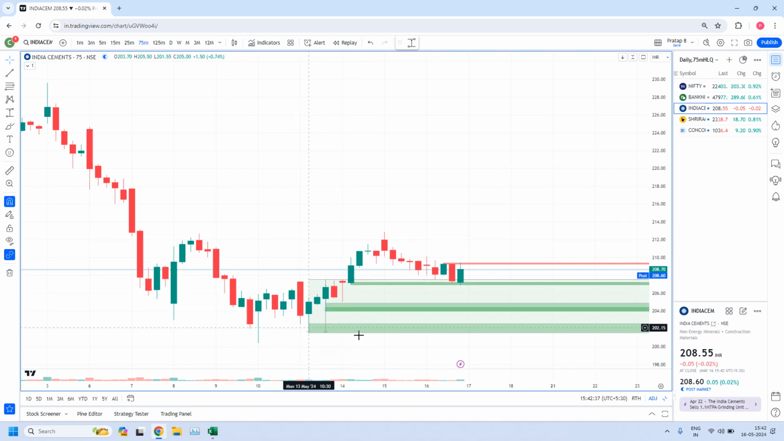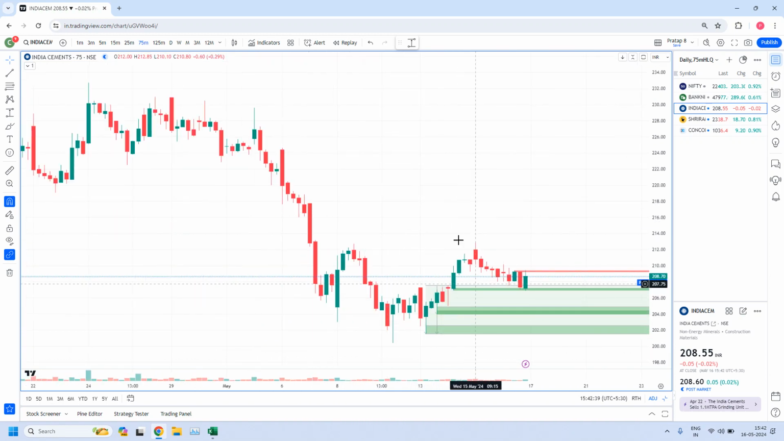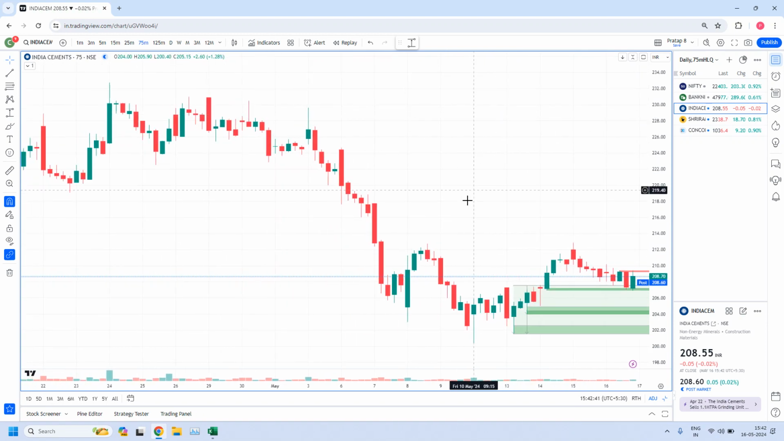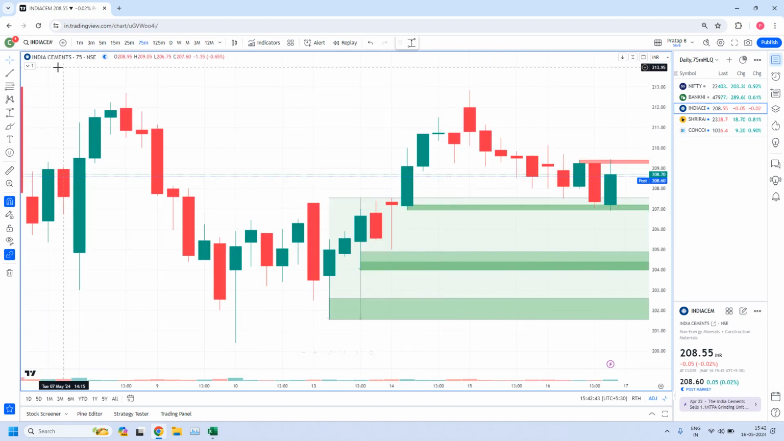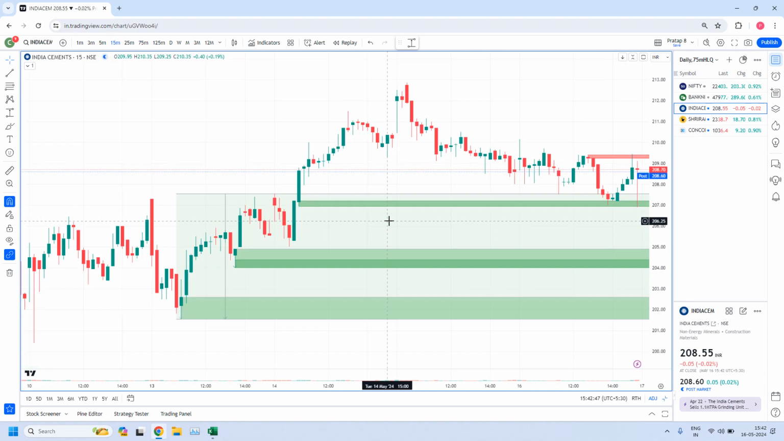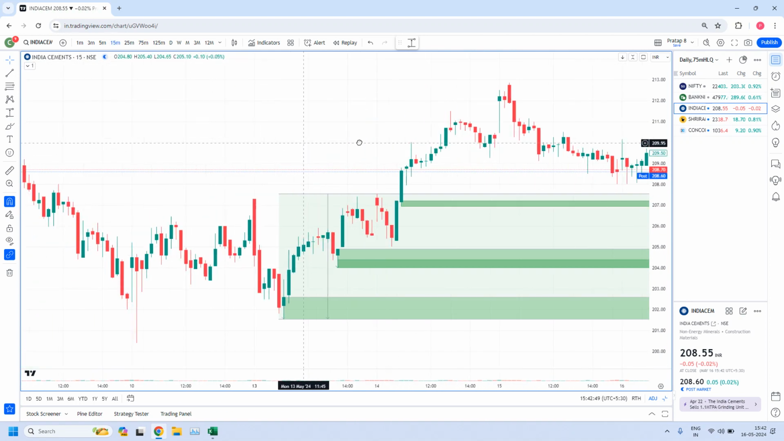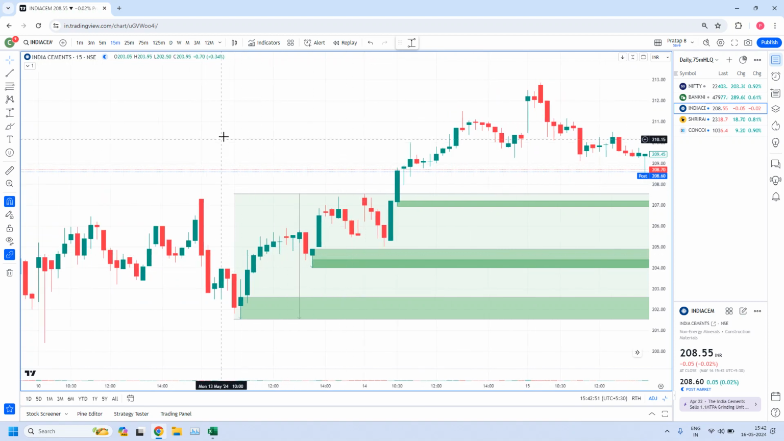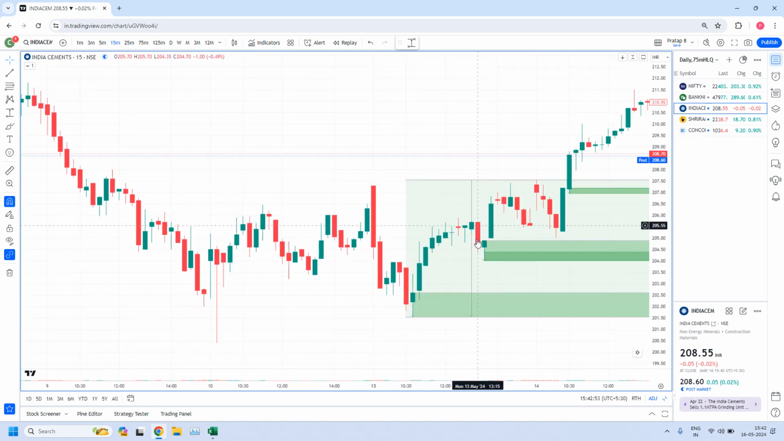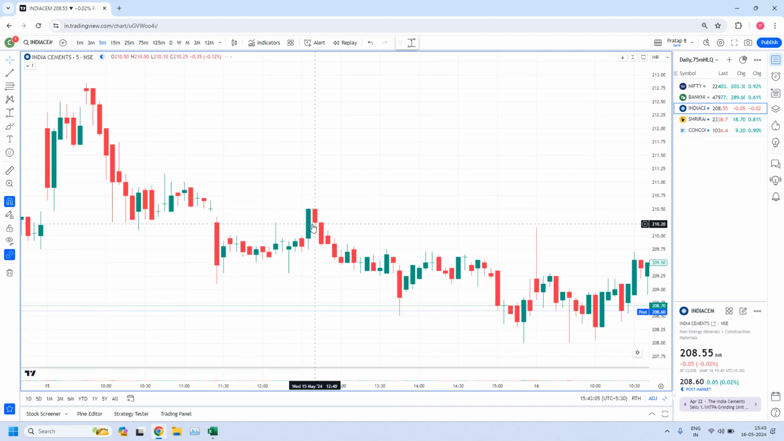This is what our software identified, this 75-minute zone. And this we fine-tuned with the 15 minutes time frame. I have identified 2 15-minute zones. One is a drop, base, rally with a gap. And again you have a drop, base, rally. From these two, let's move on to the 5 minutes time frame.